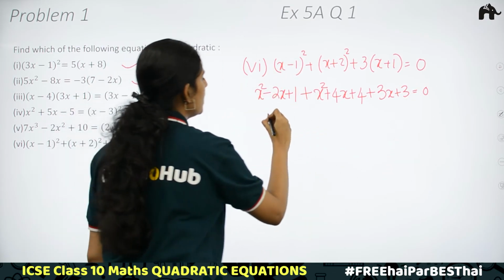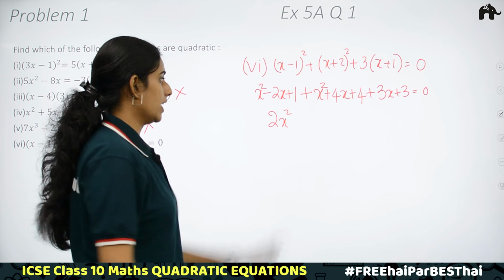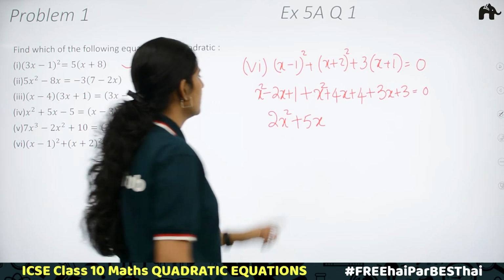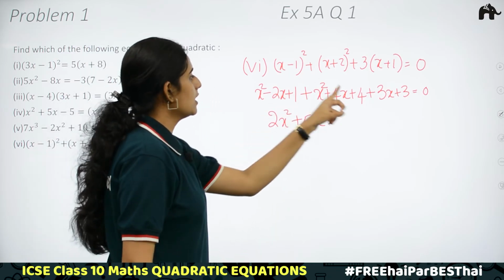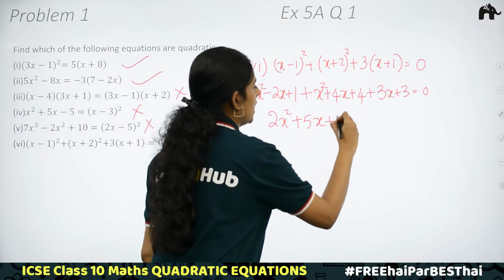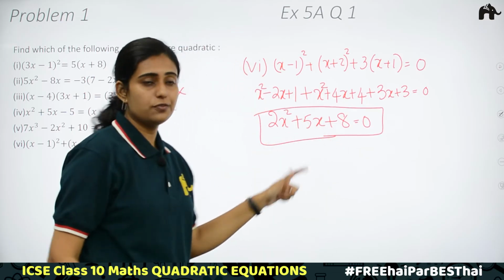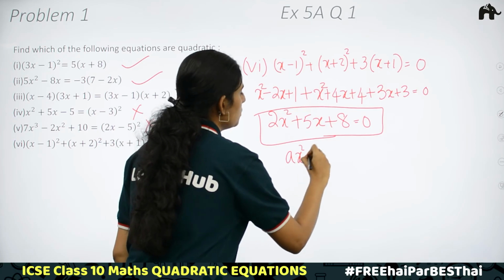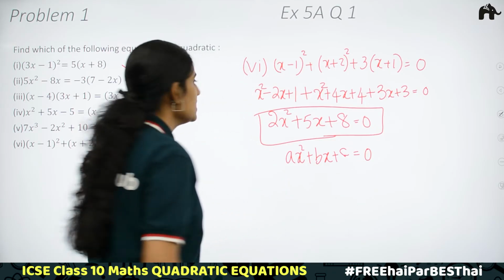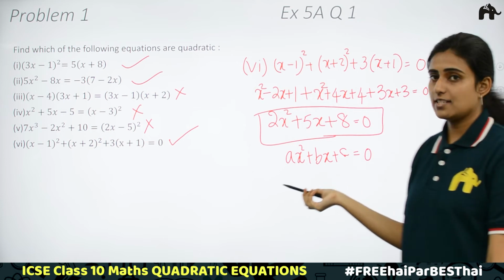X square plus x square, 2x square. Minus 2x plus 4x is 2x, 2x plus 3x, 5x. Then the constants, plus 1 plus 4 is plus 5, plus 3, plus 8, is equal to 0. This is the final expression and this is of the form ax square plus bx plus c is equal to 0. Hence, the sixth sub-question is a quadratic equation.